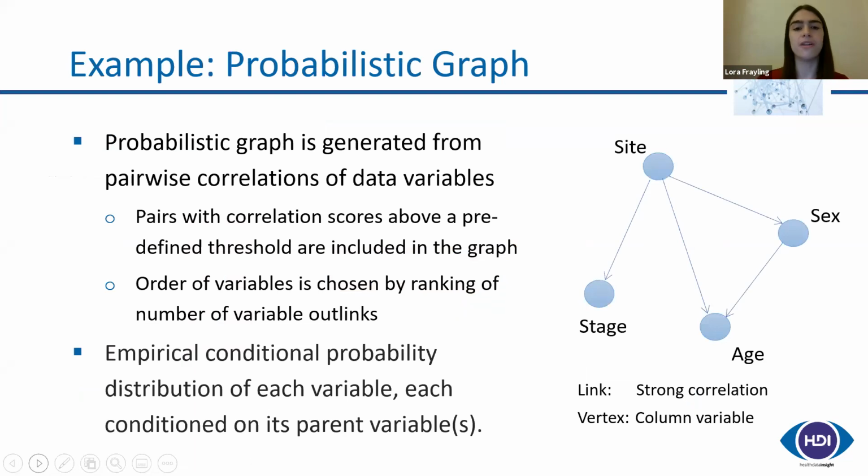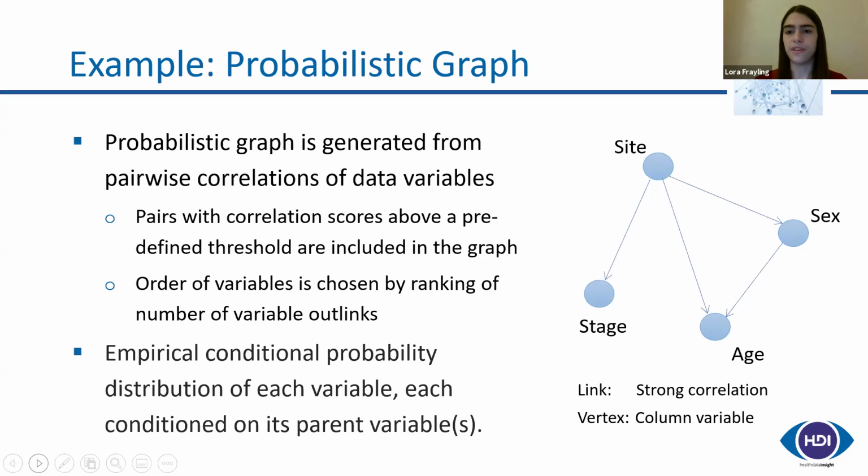So what we would do is we would find all of those pairwise correlations and select the correlations that are above a predefined threshold, so all the strongest correlations, and represent them in a graph like this on the right. So here, each vertex is a column variable, and then each link represents a strong pairwise correlation. And we assign direction to these links in order to help us when we're synthesizing the data. So it tells us the order in which we generate the columns in the data set. And the ordering is chosen by the degree of each vertex.